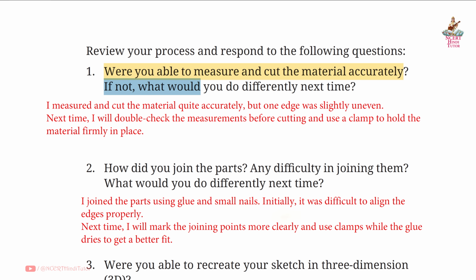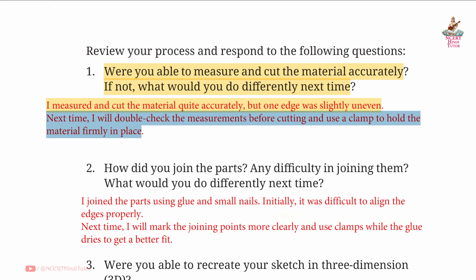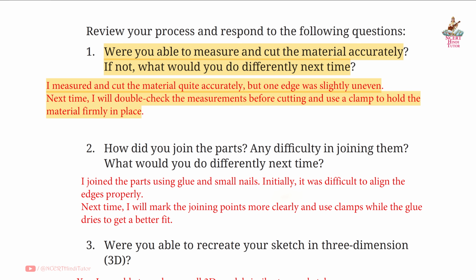If not, what would you do differently next time? Answer: I measured and cut the material quite accurately, but one edge was slightly uneven. Next time, I will double check the measurements before cutting and use a clamp to hold the material firmly in place. Question 2. How did you join the parts? Any difficulty in joining them? What would you do differently next time?